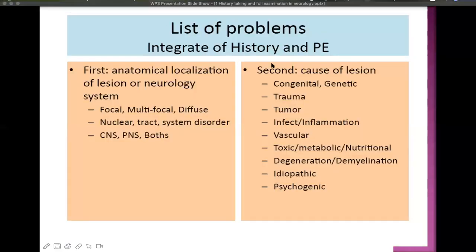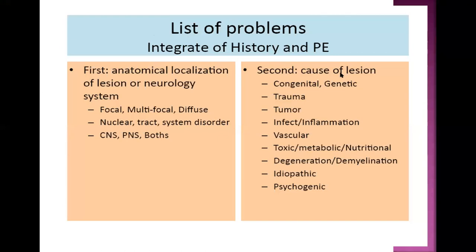Fine. So after doing all the neurological examination, the important part left is the integration of the history and physical examination findings which you have gathered. This is the collection of evidence which you have done. Now what should we do? We integrate all those evidences and try to synthesize a diagnosis.